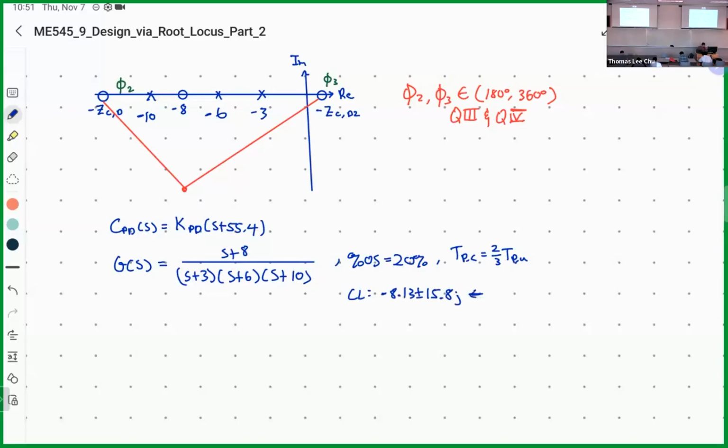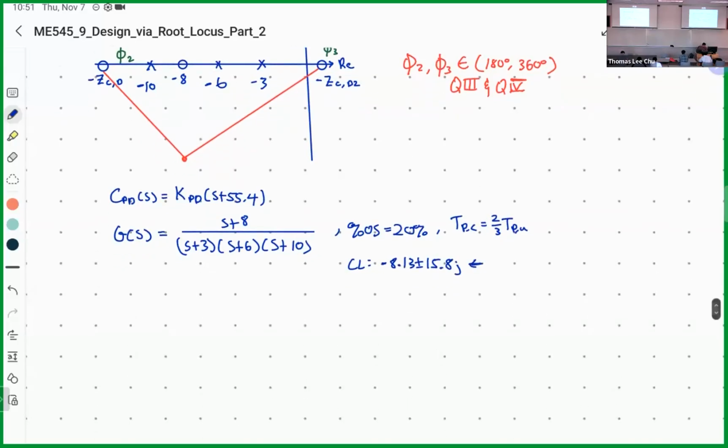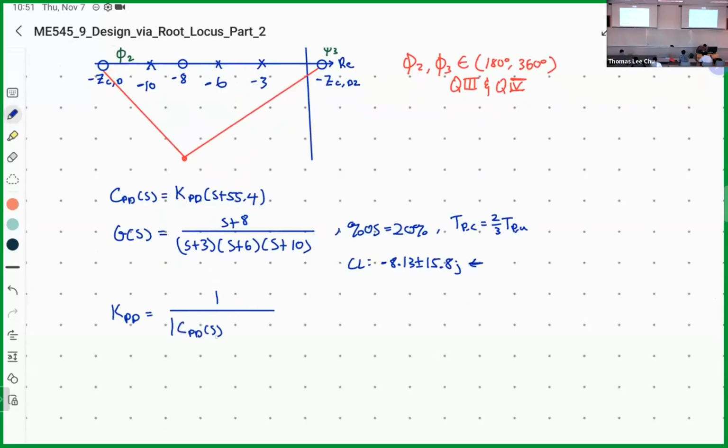So we need to find the corresponding KPD. If we were to do that by hand, KPD would just be equal to 1 over the magnitude of CPD of S times G of S, evaluated at S equal to -8.13 plus 15.8j. So if we do that by hand, it would look like that. I'm going to just skip that and just do it on MATLAB.